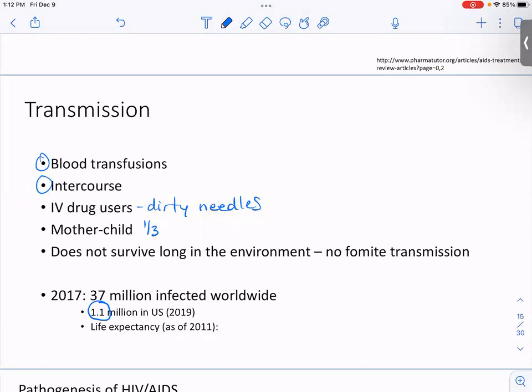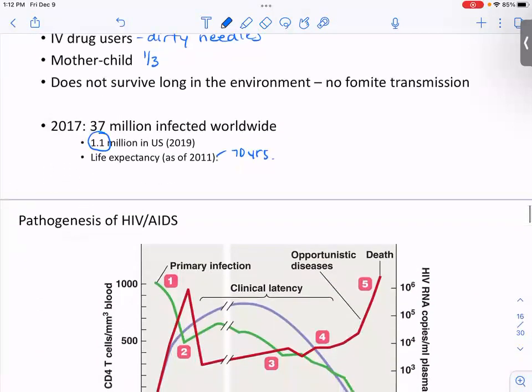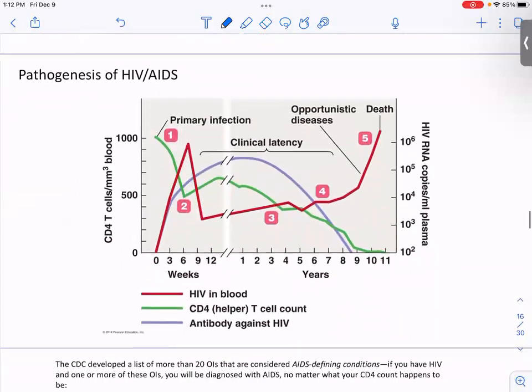But again, in 2011, the life expectancy was 70 years, but now they're saying it's normal. So whatever that is, mid 70s, something like that. Okay. Let's see. Questions. Oh, forgot one other thing to talk about.